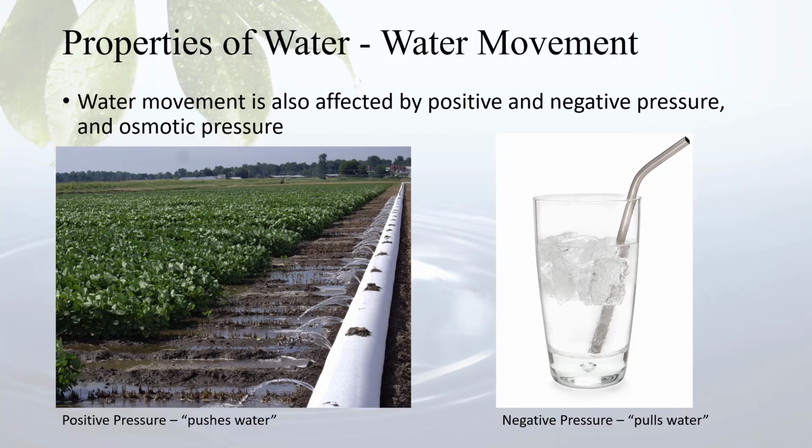Now, the opposite of that is negative pressure, and that is pressure that is pulling water. You can think of a straw, where you're sucking air out and it's creating a vacuum, and that's going to pull water up through the straw. And that is negative pressure.